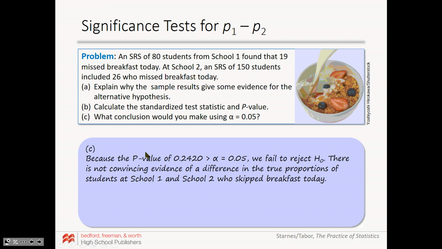We don't have convincing evidence that there's a difference in the actual true proportion of the students at the schools who skip breakfast today. And remember, my conclusion is about the population, the actual true proportion. It's not about the sample. I know what happened in the sample. The samples were different, but we're making a conclusion about the population difference.